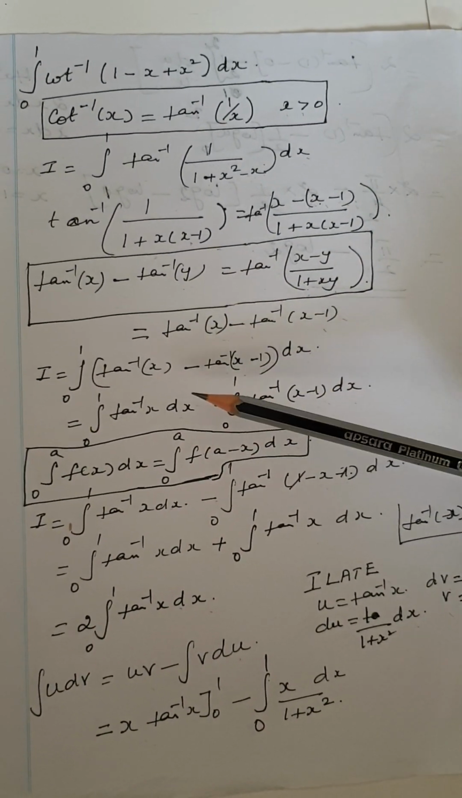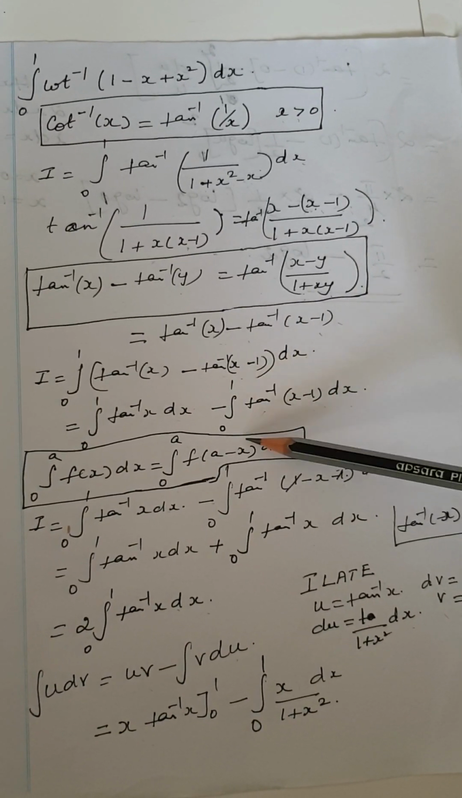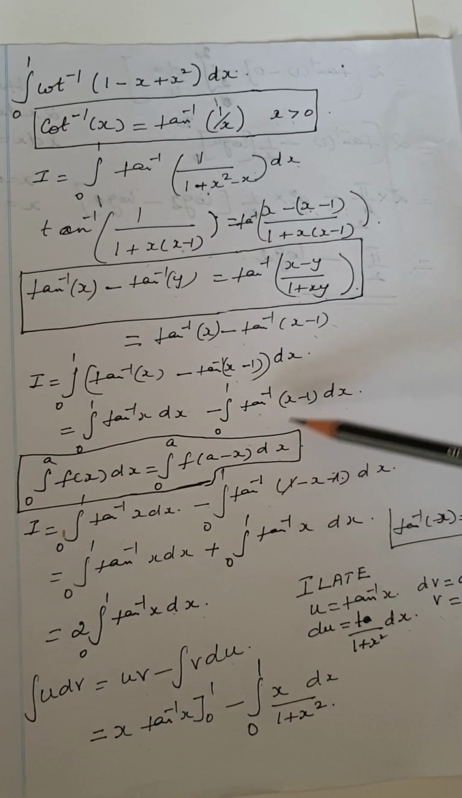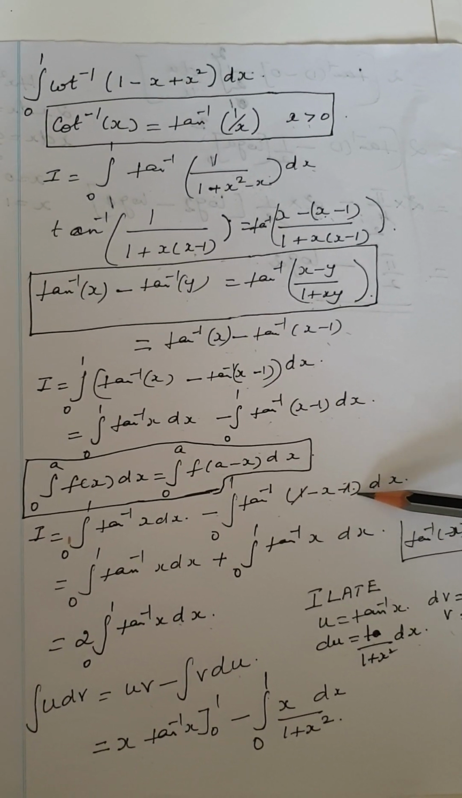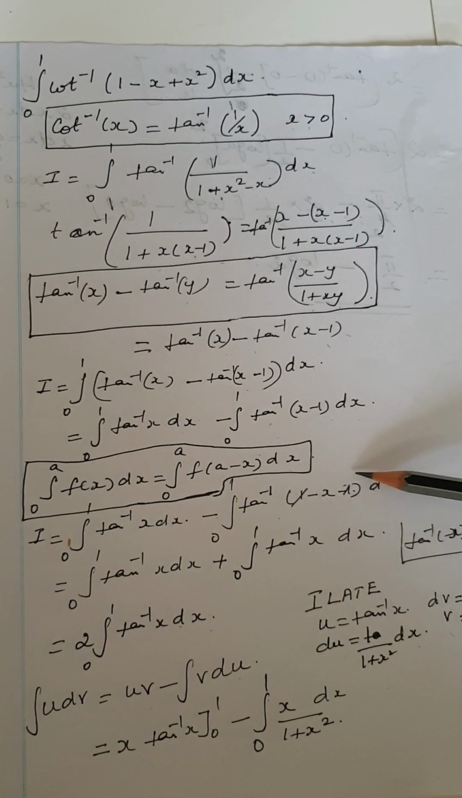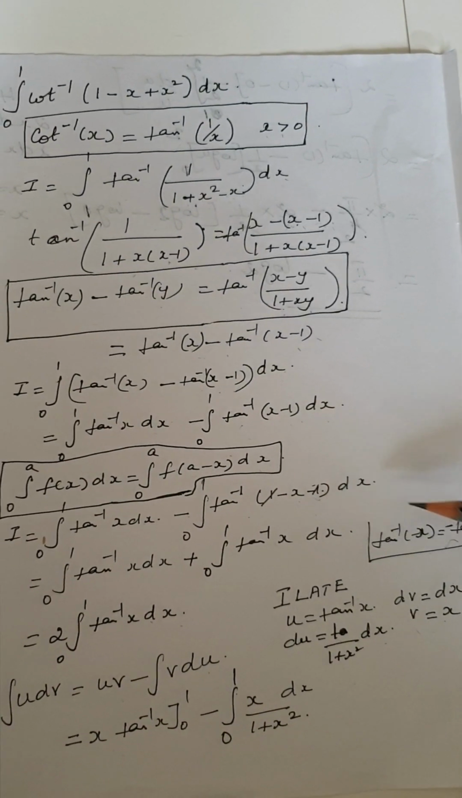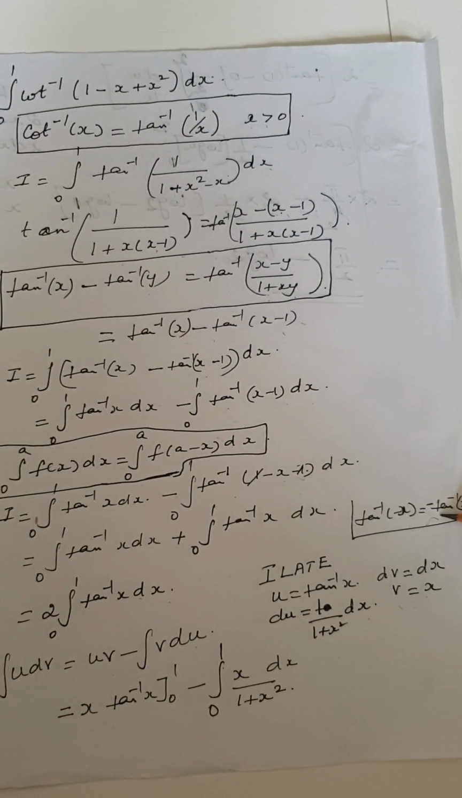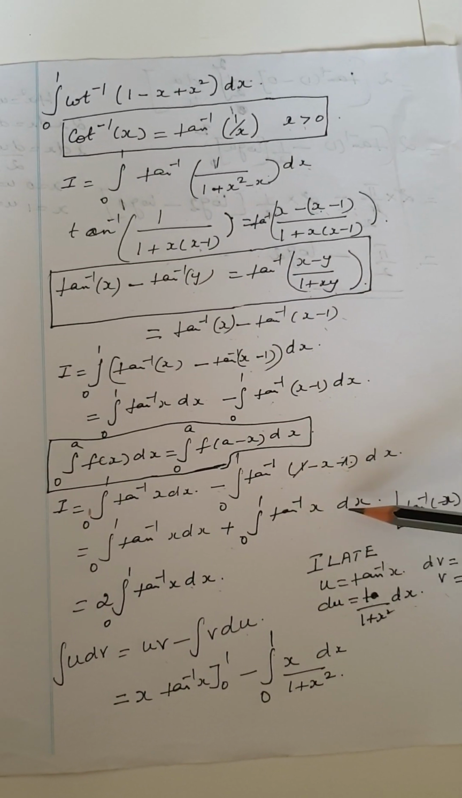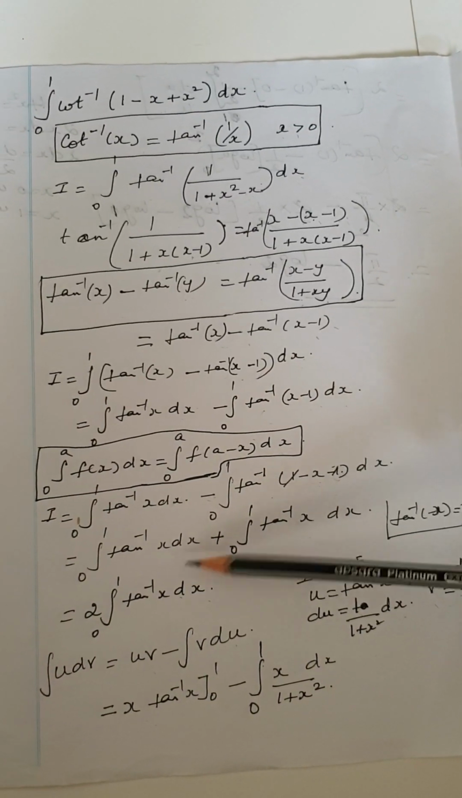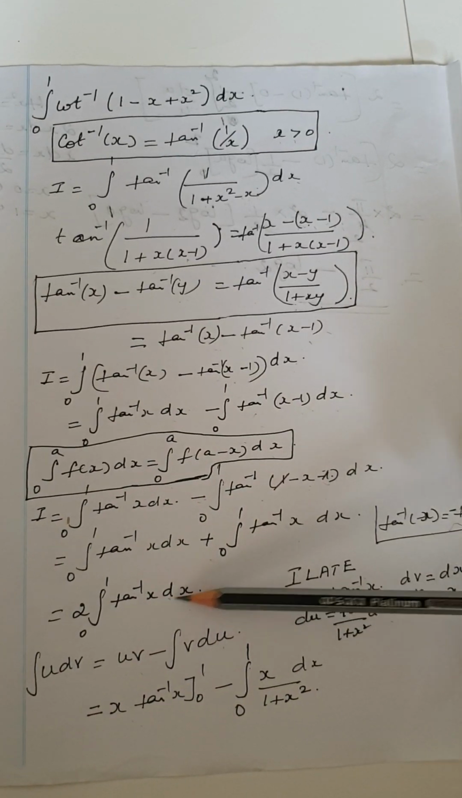Here consider this integral the same, and in this integral apply the property, and instead of x you write 1 minus x. So 1 and minus 1 will get cancelled, and we have tan inverse of minus x. Tan inverse of minus x is minus tan inverse x. We already have a minus outside, so this will become plus tan inverse of x dx. So here we have 2 tan inverse of x dx, from 0 to 1.